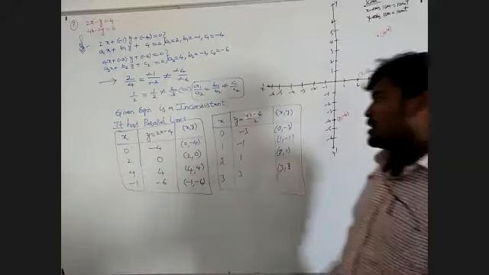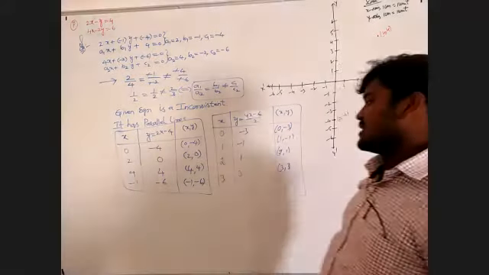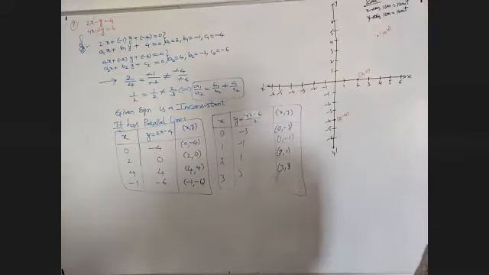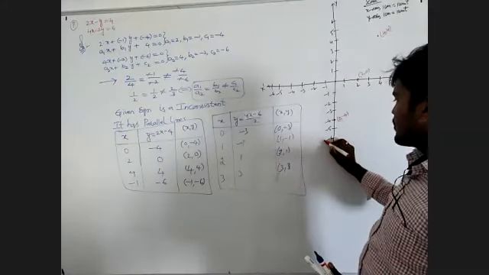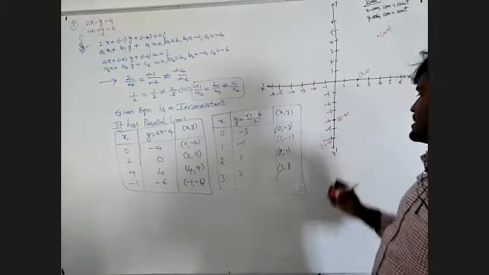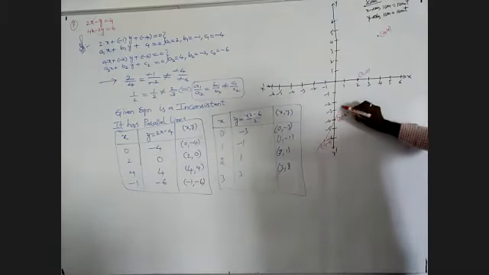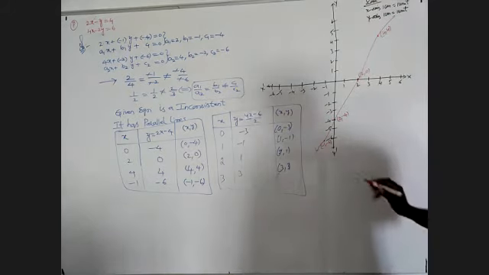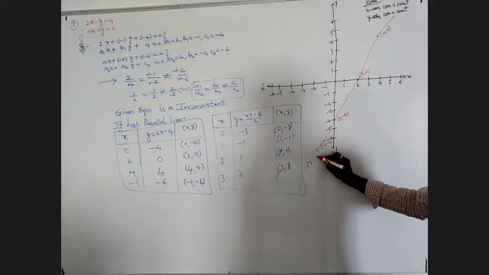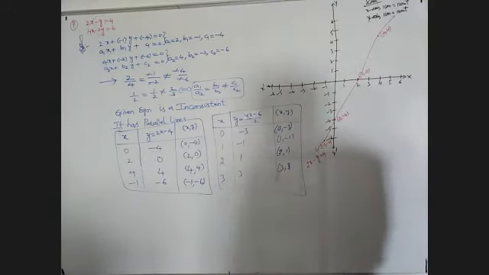After that I have to take minus 1 comma minus 6. On the x-axis it is minus 1, on the y-axis it is minus 6. This is minus 1, this is minus 6. This is the point minus 1 comma minus 6. We have to draw the line. This is the given line of 2x minus y is equal to 4. After that we have to take the second line.